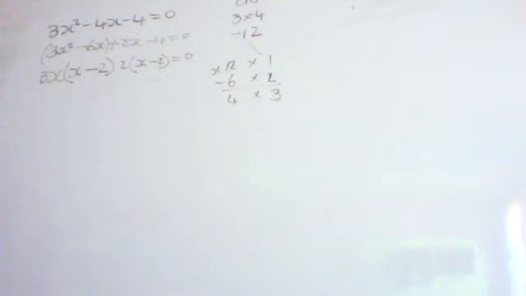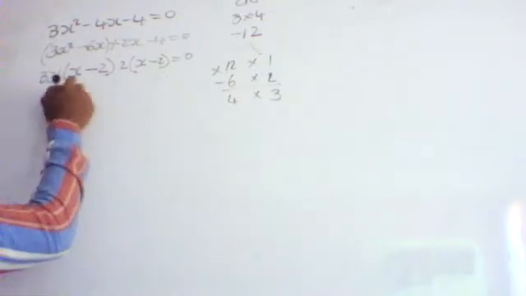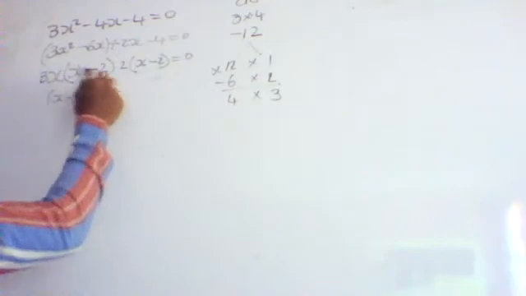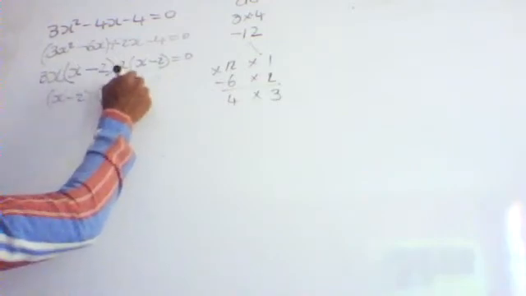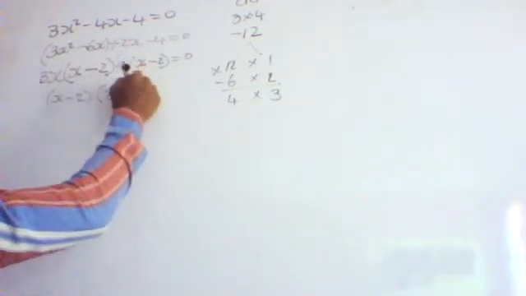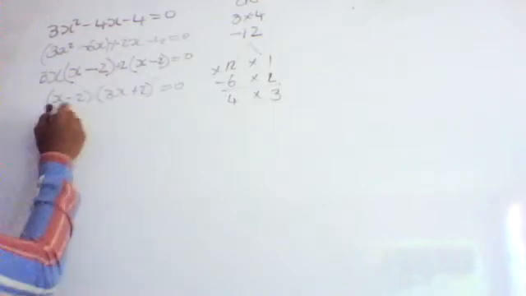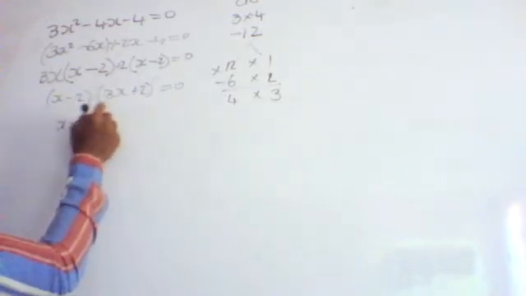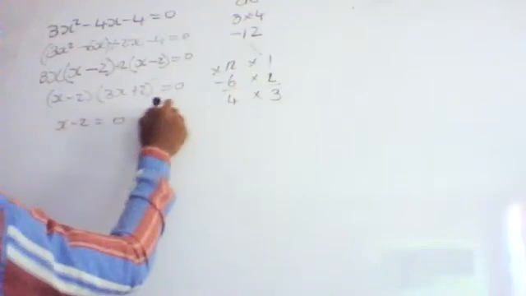So all we need to do now is to rewrite them. X minus 2 in the bracket and 3x. This should be a positive 2, so it's plus 2. So these are our factors. But the question asks you to do what? Solve the equation. So we equate this to 0 and we're going to solve now. x minus 2 is equal to 0 and 3x plus 2 is equal to 0.